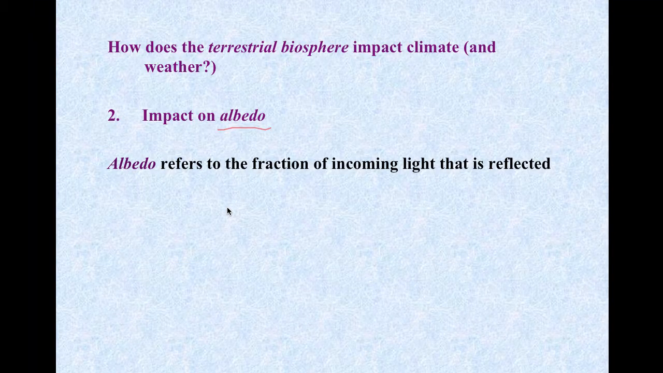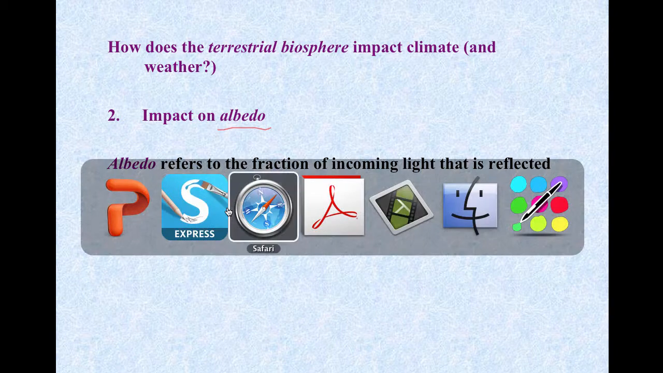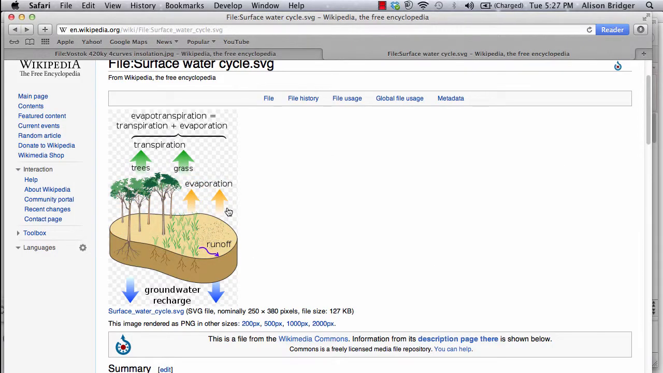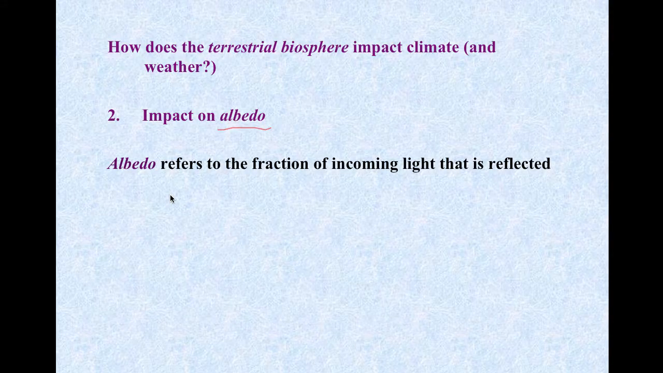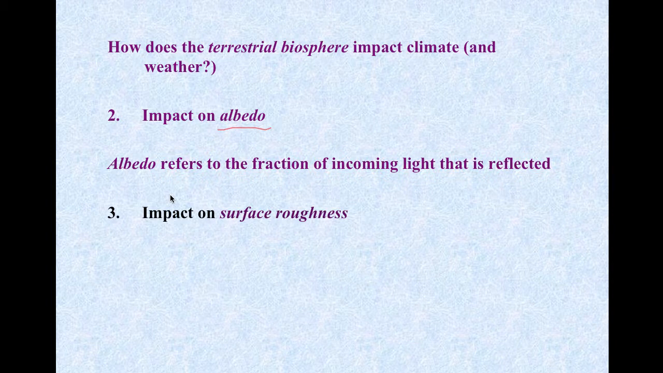So the albedo will change depending on what the ground cover looks like. If this is bright sand, it'll be high albedo. If it's dark trees and leaves, it'll be low albedo. So the terrestrial biosphere impacts the albedo and therefore impacts how much radiation gets reflected back out into space. And then the last thing is an impact on what we call surface roughness.